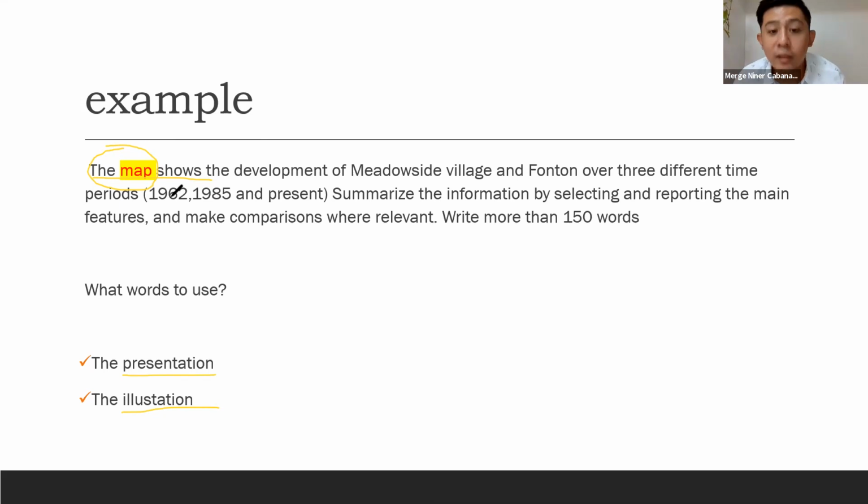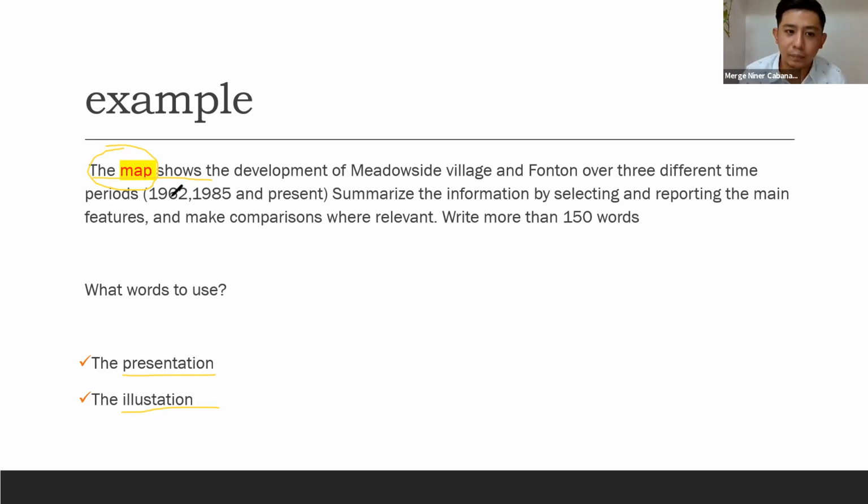So I will speak in Tagalog now. Nakita mo, ginamit ang salitang the map sa umpisa ng task description. Hindi mo na pwedeng gamitin si the map sa umpisa ng introduction mo. Ang gagamitin mo na is si presentation at si illustration. Kasi nga, ayaw nating magmukhang inulit mo lang ang words na nandoon sa task description. So, it makes you original. It adds to the originality.